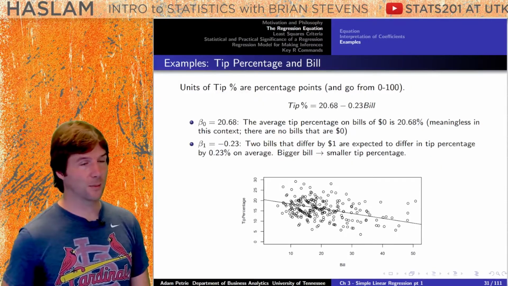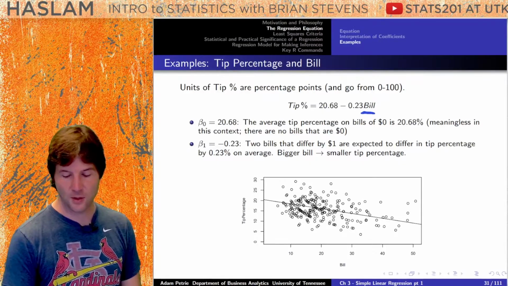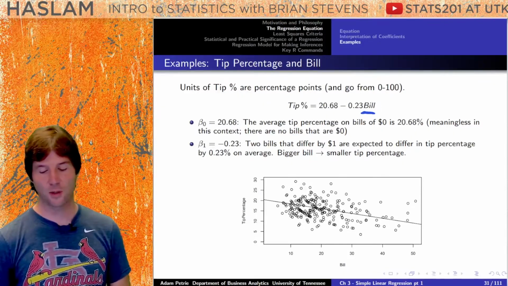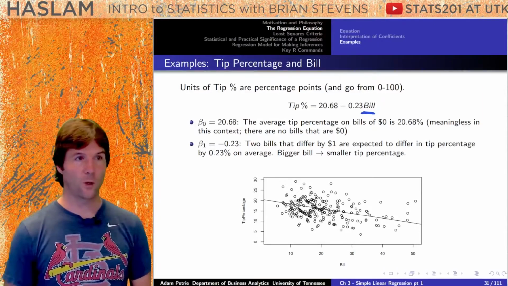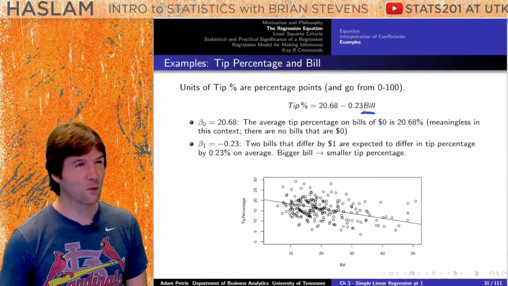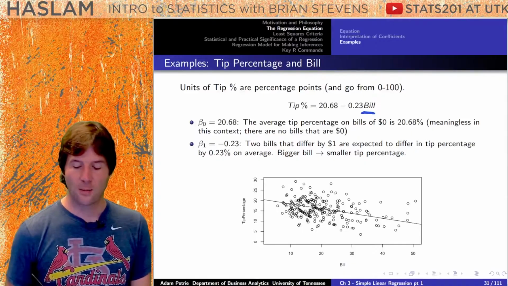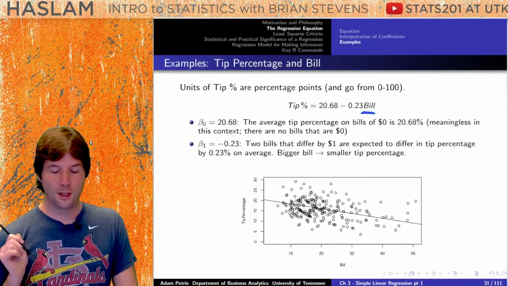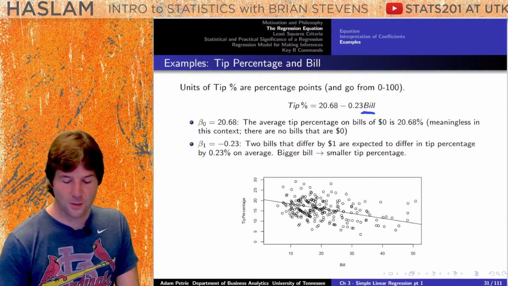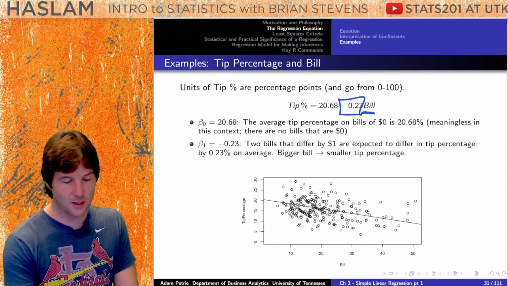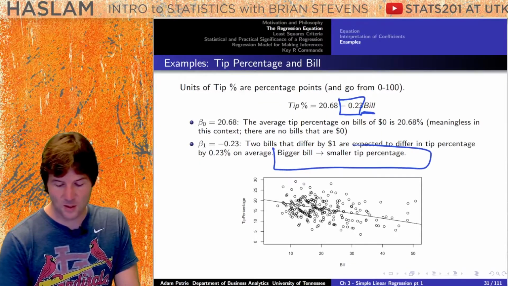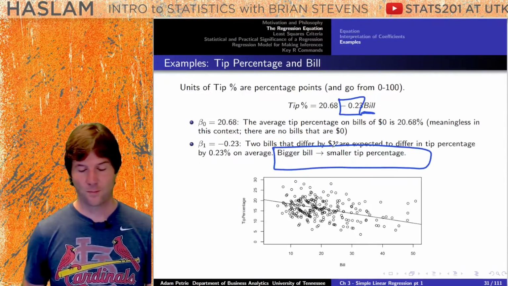Two bills at a restaurant, because this is the context of the example. Two bills at a restaurant that differ by $1. It's always a 1 unit if we do the basic interpretation. Two bills at a restaurant that differ by $1 are expected to differ in their tip percentage by negative 0.23, where the bill that is higher is expected to have a lower tip percentage. And that's key right there, that we would need to mention at the end here that the bigger bill is expected to have a smaller tip percentage.